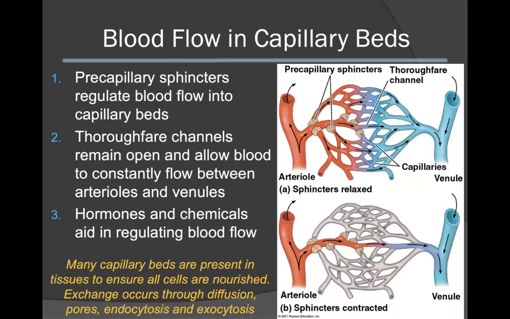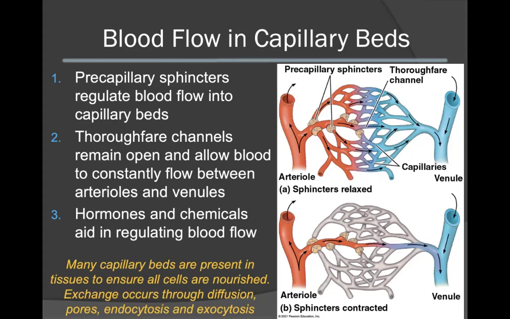First, we're going to take a look at how the blood flows in capillary beds. Capillary beds have precapillary sphincters. These sphincters will open and close to help regulate the blood flow into the capillary beds themselves. Within a capillary bed, there will also be a thoroughfare channel. These thoroughfare channels remain open at all times and allow for blood to constantly flow between the arterioles as well as the venules. Hormones and chemicals will help to aid in regulating this blood flow by causing the opening or closing of these sphincters to allow for more or less blood to flow through.